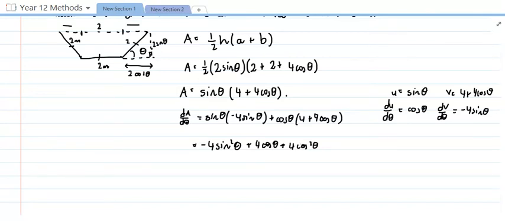Right. So at the moment I have an equation in terms of both sine and cos, which isn't all that good to solve. So I'm thinking that we might need to do a bit more work on this still, and I'll come back to that in the next video.